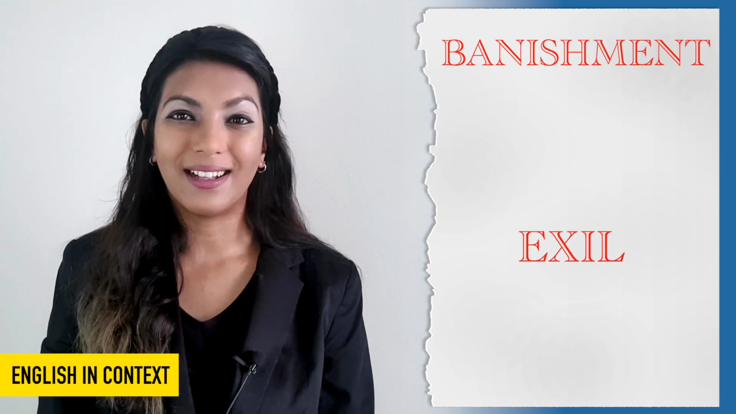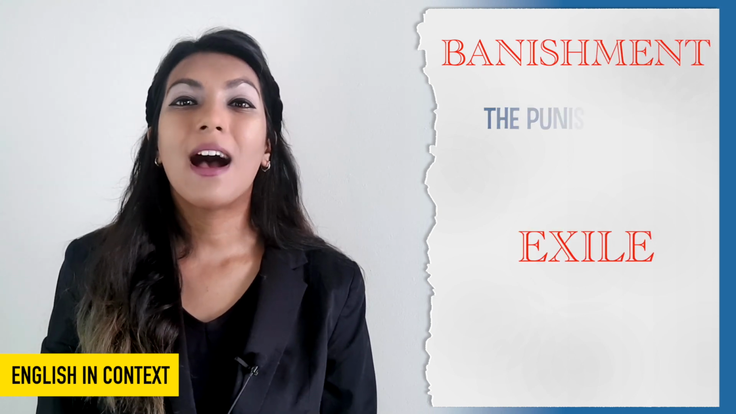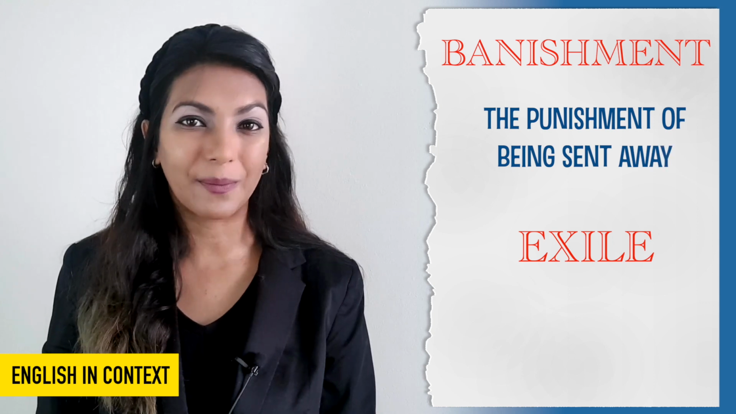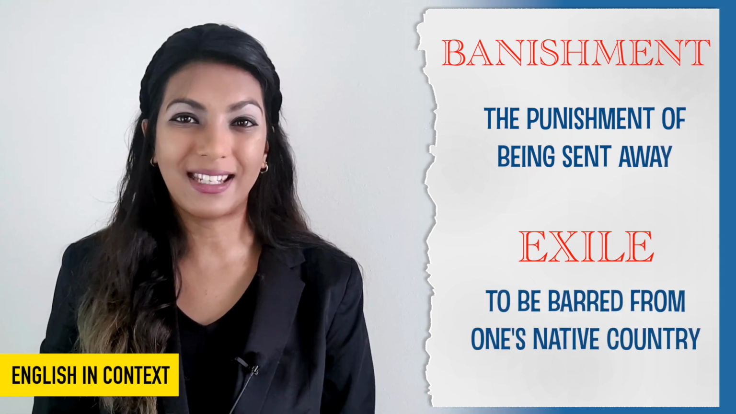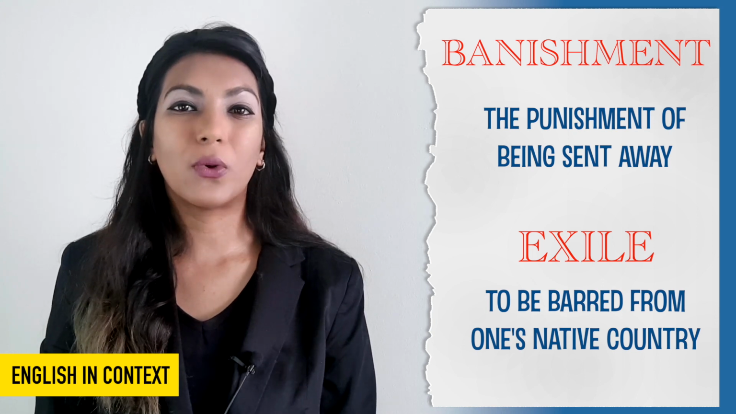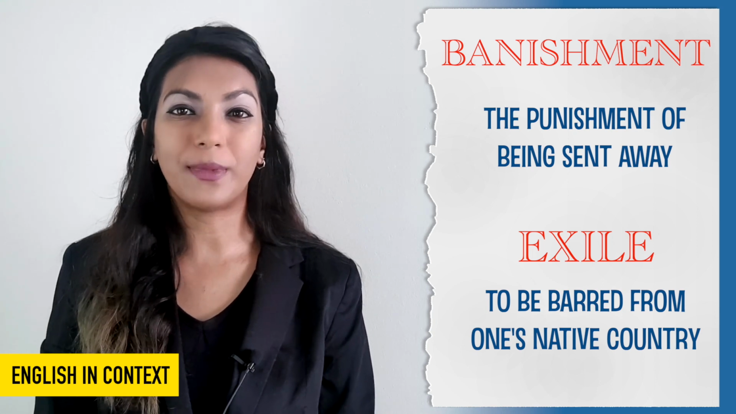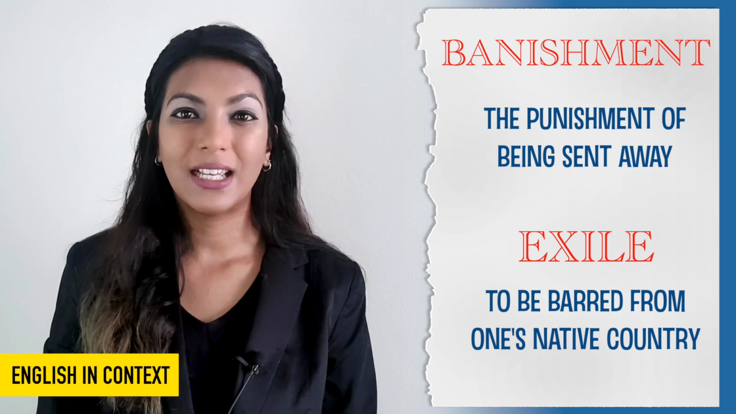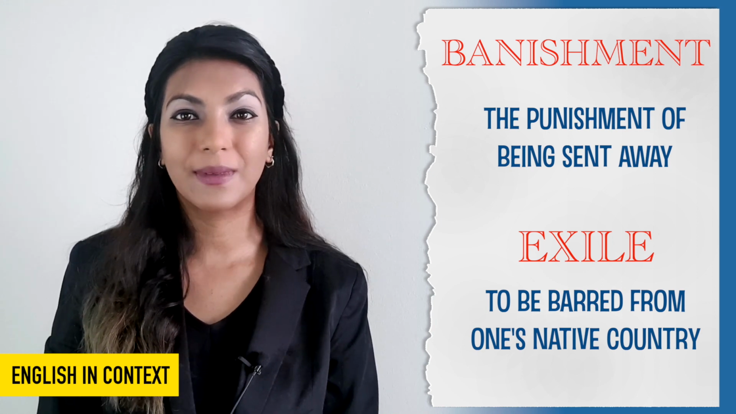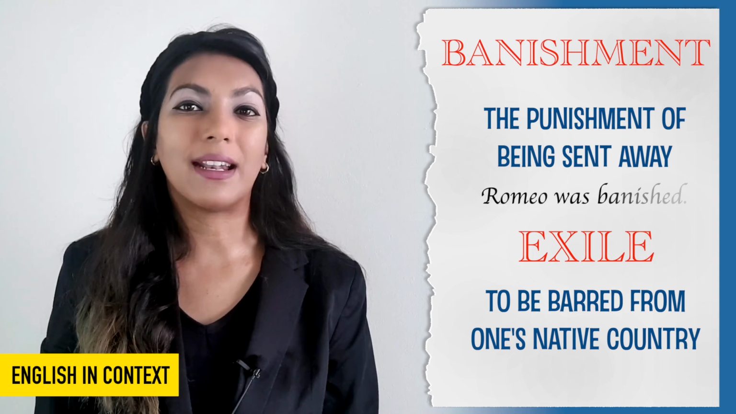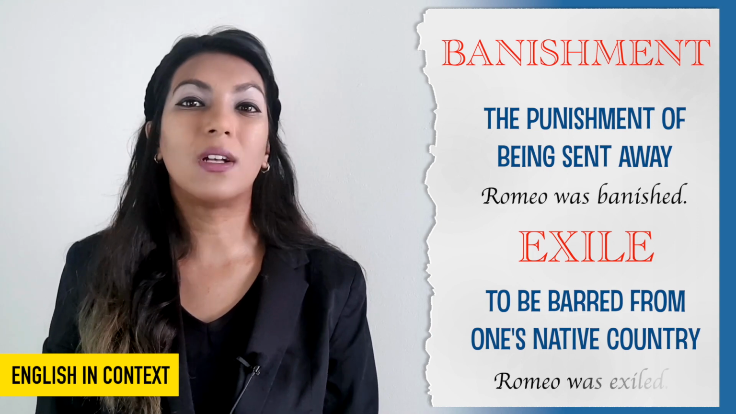Let's look at two very similar words, and these words are banishment and exile. Banishment is the punishment of being sent away, and exile is the state of being barred from one's native country. Both these words refer to a punishment, which means that you have to go away. This is what Romeo experienced after he killed Tybalt. We can say he was banished, or we can say he was exiled.